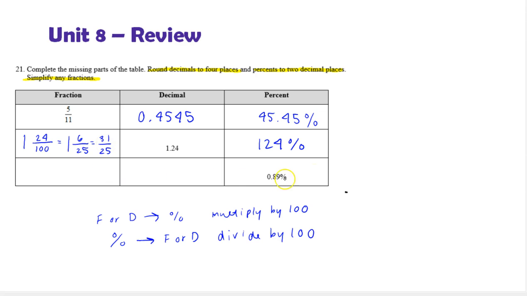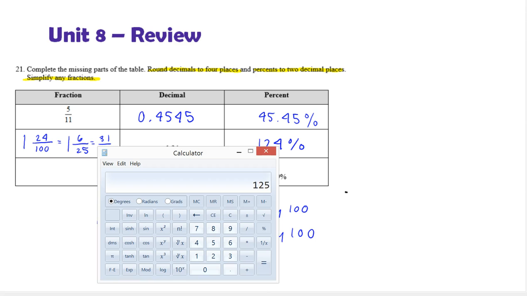Okay. Now let's look at the last one. Now we have a percent, and we're going to a decimal and a fraction. So remember, we don't multiply by 100, we divide. Okay, so we're going to drop the percent sign and divide. So we have 0.89 divided by 100. And remember, dividing by 100 moves the decimal 2 places to the left. So it's 0.0089.